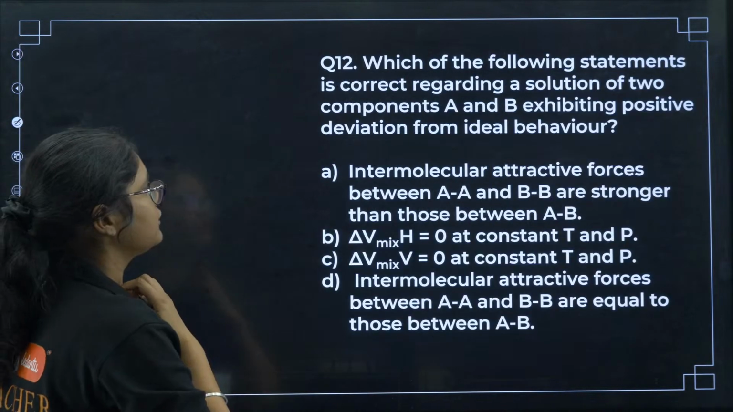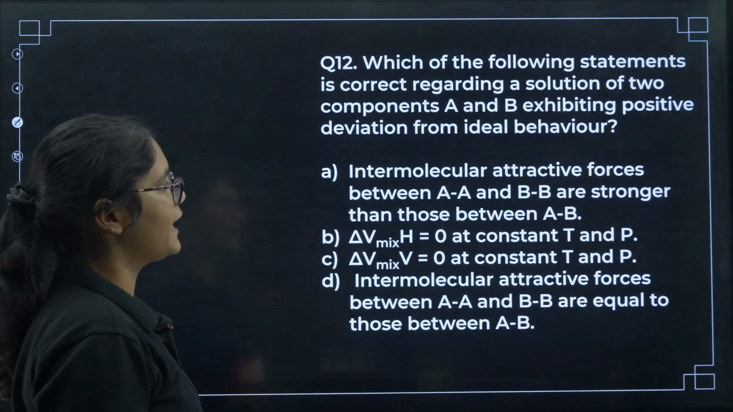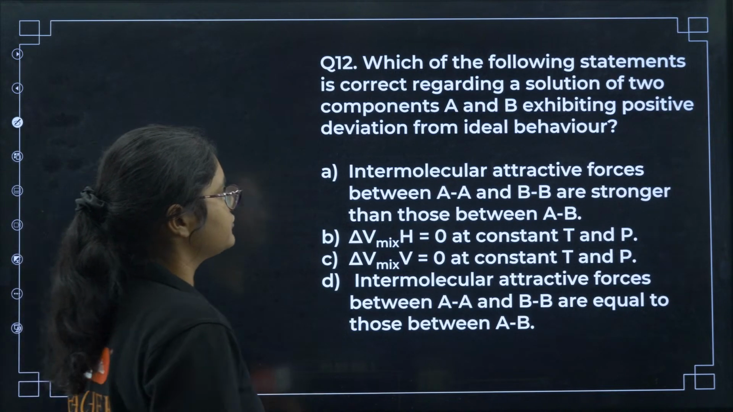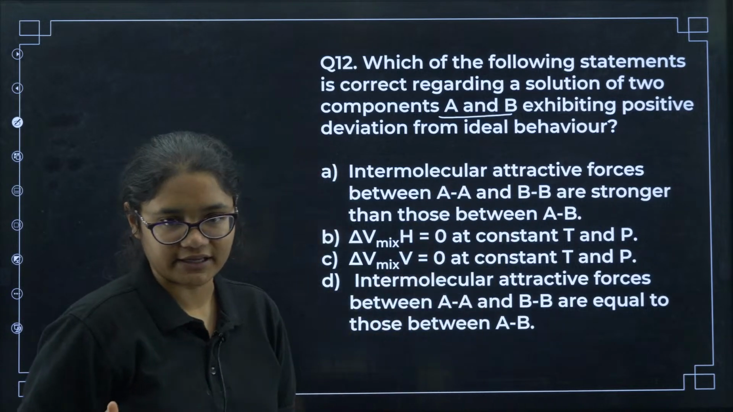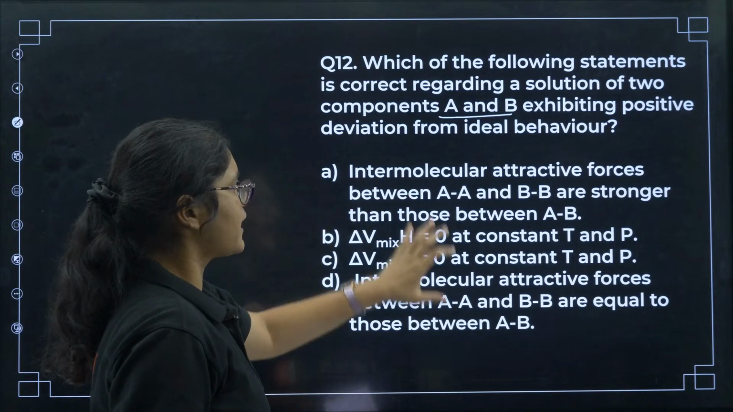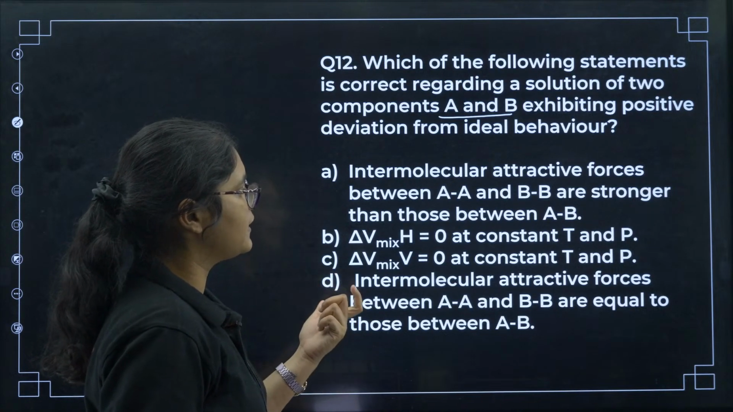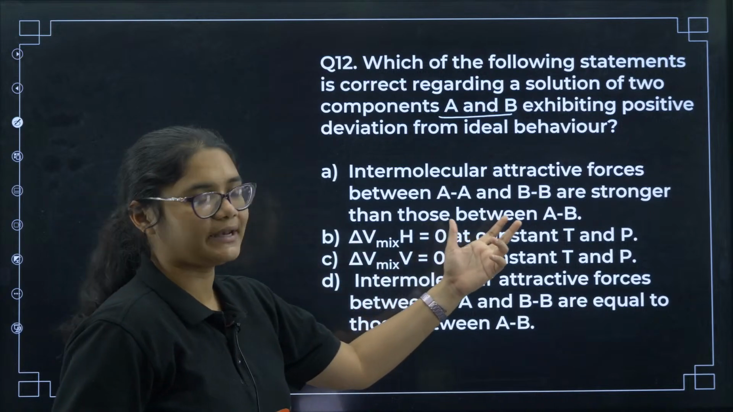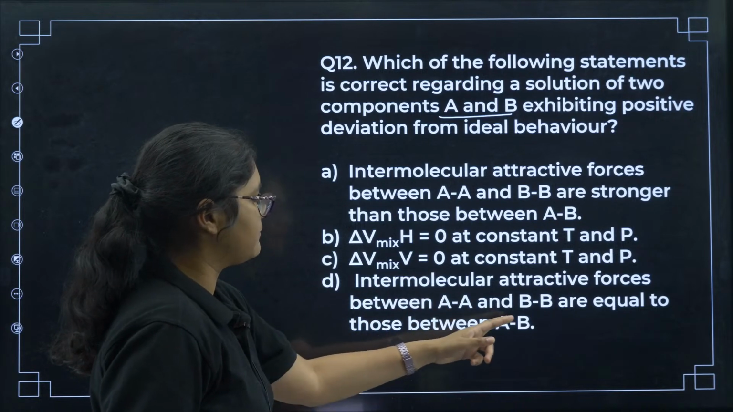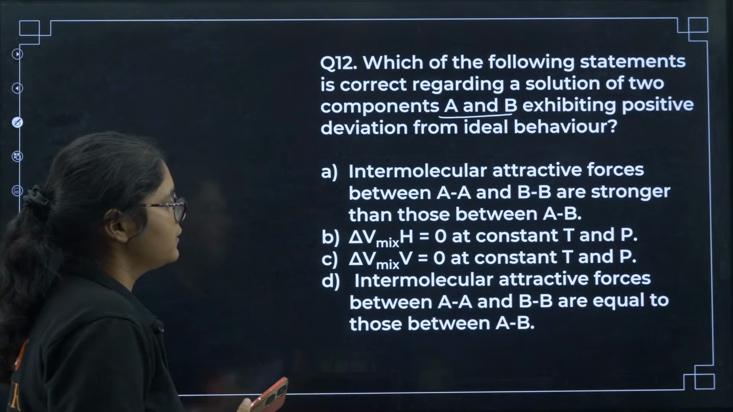Okay, next question number 12. Which of the following statements is correct regarding a solution of two components A and B exhibiting positive deviation from ideal behavior? Now you have to answer what is the correct statement. The intermolecular attractive forces between AA and BB are stronger than those between AB. Is it a correct statement? Or the interactions between AA and BB are equal to those of A and B. So which is a correct statement?